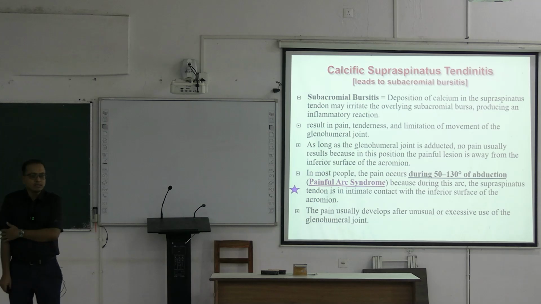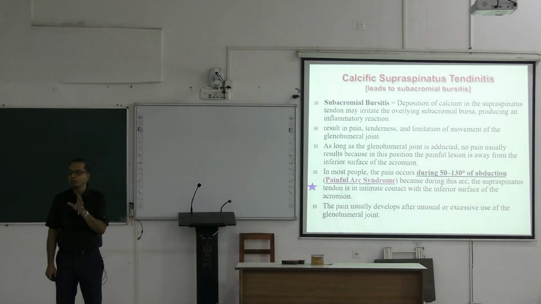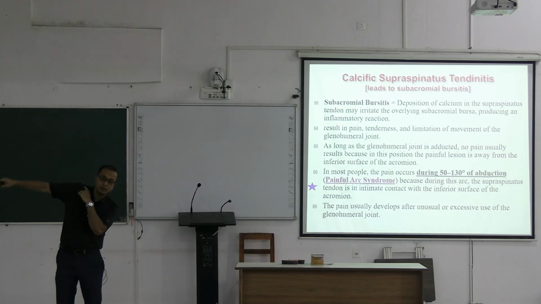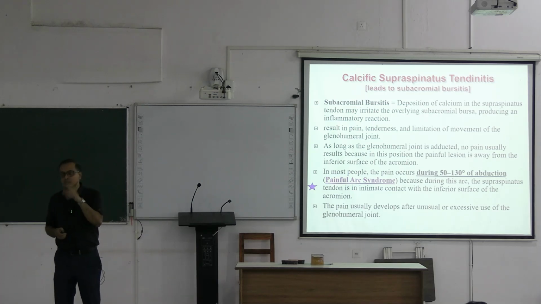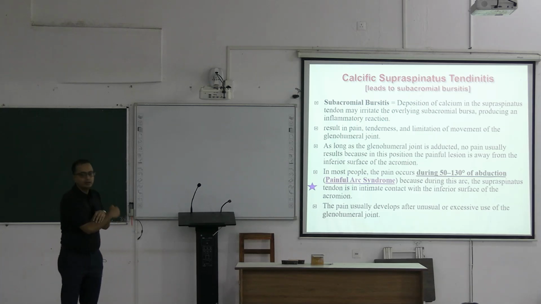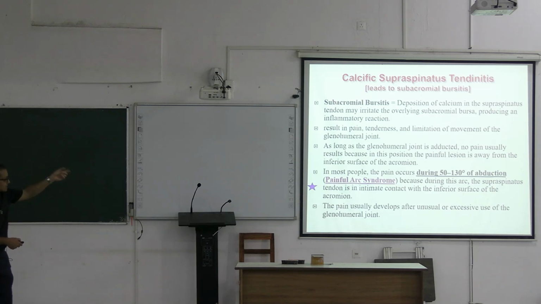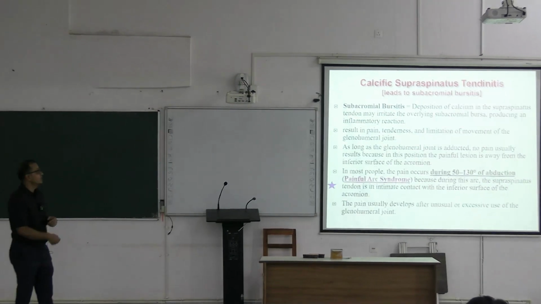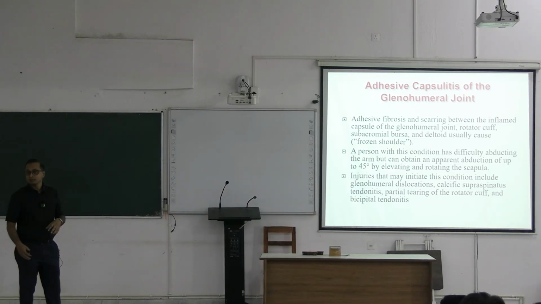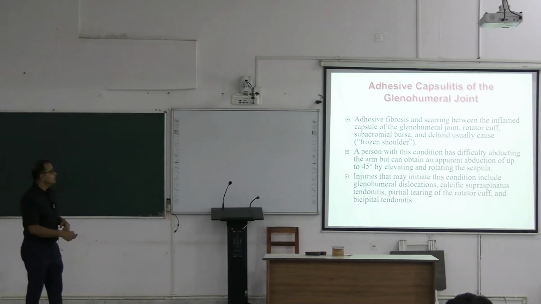When the arm is by the side, there is no movement there, no problem. The moment it starts to move away, this calcium or this tendon is impinging, and when it reaches the 50 to 130 degree range, it is impinging and it is paining. This particular condition we call a painful arc between 50 and 130 degrees, which is a sequel of this bursitis or calcified supraspinatus tendinitis.